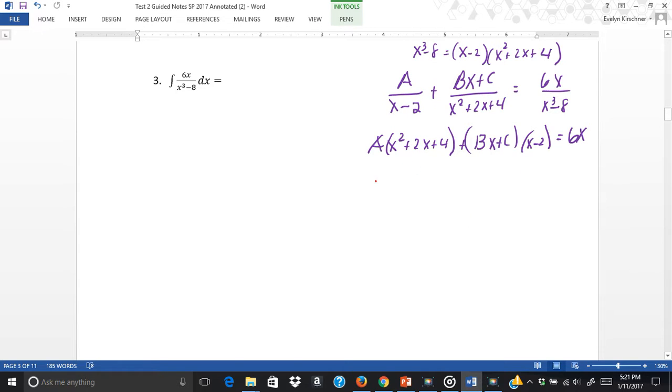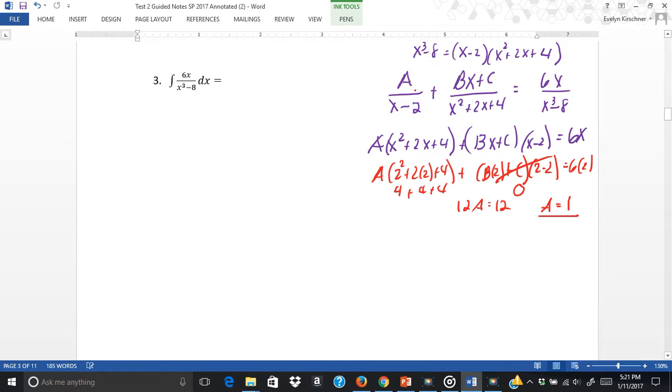So when I plug in 2, I have a times 2 squared plus 2 times 2 plus 4, plus b times 2 plus c times 2 minus 2, which goes to 0, equals 6 times 2. So I have 4 plus 4 plus 4, so it tells me 12a is 12, or a equals 1. So I know that. Now I have to figure out some other numbers. There's nothing else that I can put in here to get rid of the a, but it doesn't matter, I already know what a is.